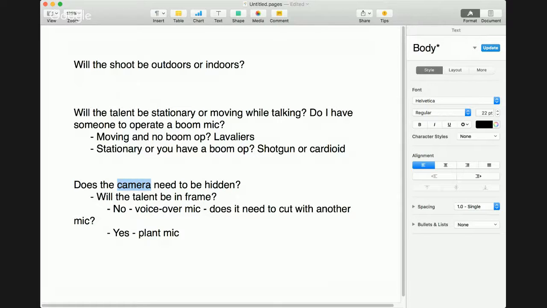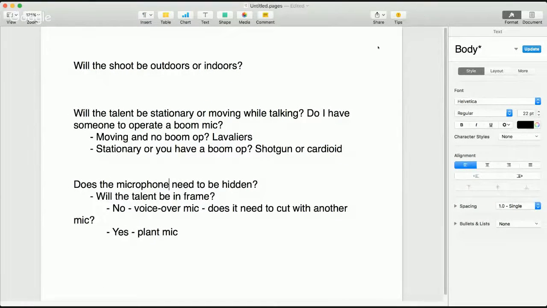Actually, let me just change this here. Another question is, does the microphone need to be hidden in frame? And I think that's a valid question to consider. If it does need to be hidden in frame, that limits your choices, obviously. You may want to use not only, obviously, a lavalier or a boom mic, but in some cases you can also use a plant mic.